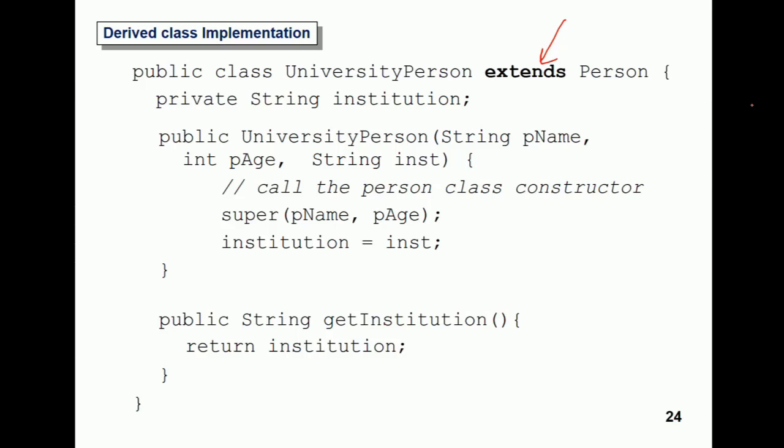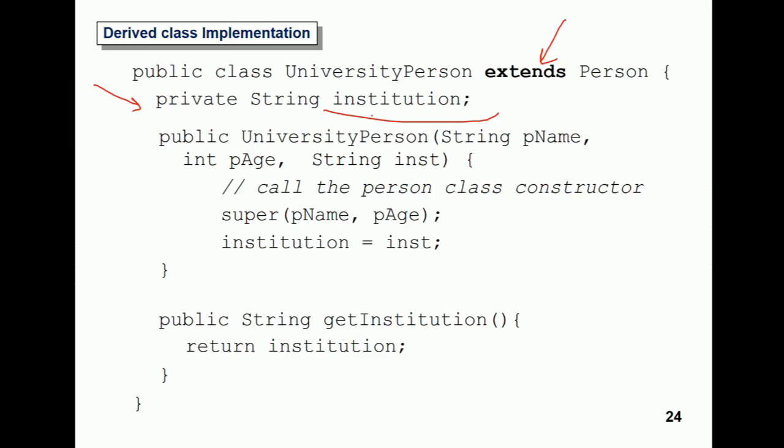So you say extends person, and here we're adding the specialized behavior, which is the name of the institution. So I've created another variable. It's a string variable, and it's the institution. So what university are we talking about here?